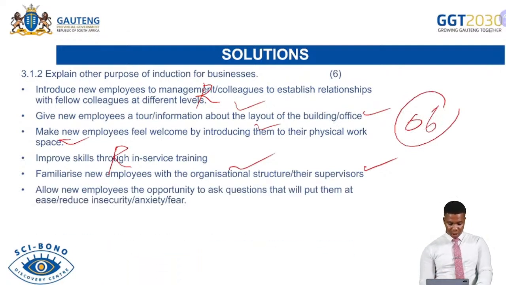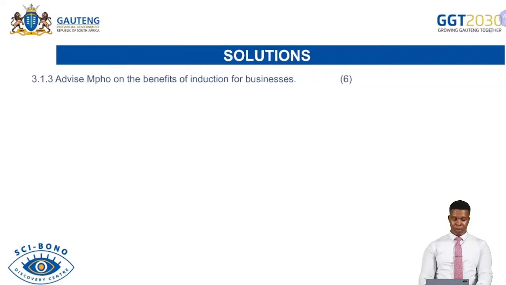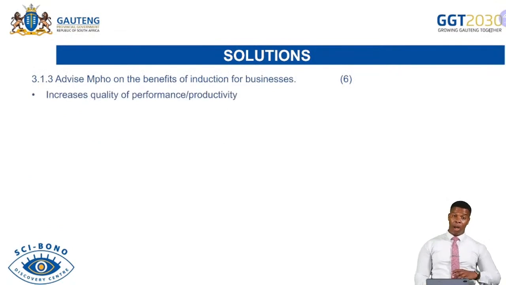But if you further continue by adding, for example, that it allows the new employee to ask questions which will put them at ease, this is a repetition because it is in the scenario. Then advise them on the benefits of induction. For Mpho Beauty Salon, you have to talk to the question paper so that you enjoy what you are writing. You should say, okay, Mpho, as a business expert, I'm giving you this advice: the benefits of induction is that your workers' performance will increase. So it increases the quality of performance or the productivity.